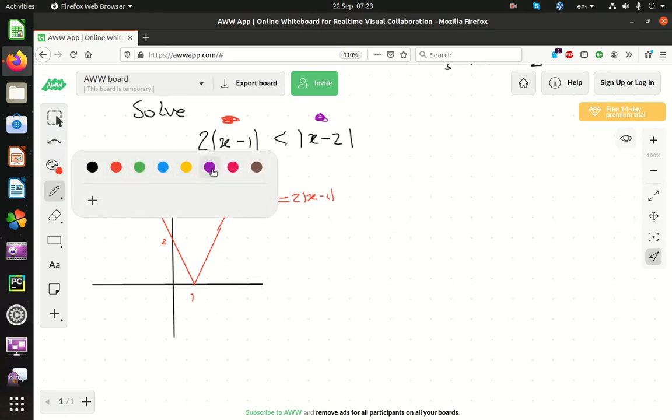Now y equals mod x minus 2. That's not going to be as steep. It's going to be flatter. Let's draw it like that. It's going to be more like that. It's not going to be as steep. You want to show the gradient. It's also going to hit here at 2, and then it's going to hit the y-axis at, I think, 2 as well, isn't it? When x is 0, y is 2. Oh, that's handy, actually. That's saved me a job for later.